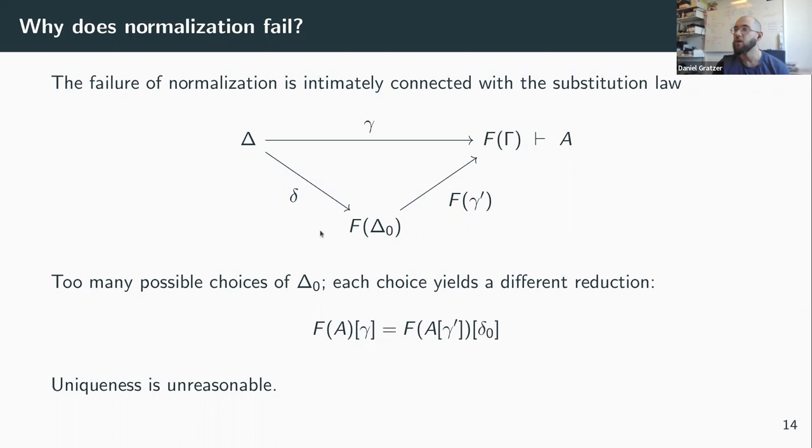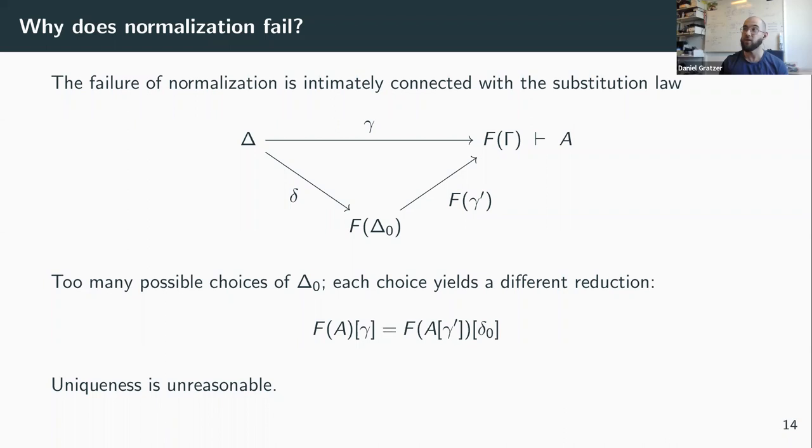There's no reason to assume that there's a unique substitution. I suppose there's always at least one where we take gamma prime to be the identity. But without a unique possible solution, we have many different reductions that we can apply. And thus, there's no reason to expect that there will be normal forms, like unique normal forms.